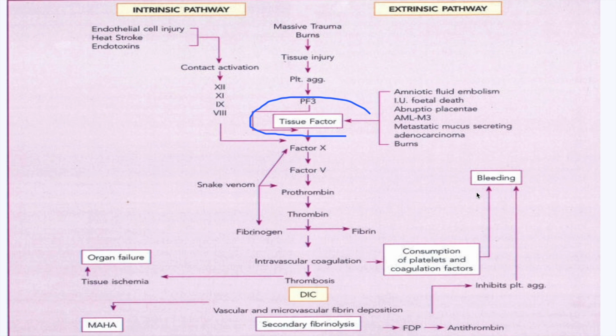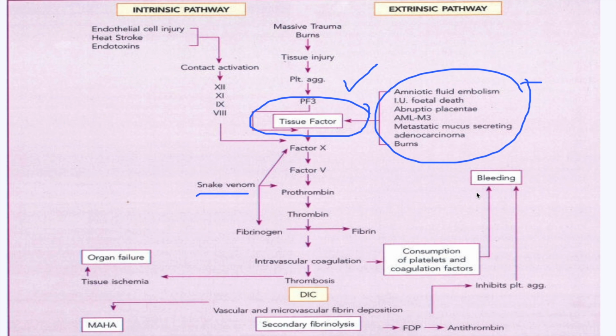So some diseases increase the activation of tissue factor, like your amniotic fluid embolism, in which there was thromboplastin-like material. Okay, so all that will cause activation of the tissue factor. Then snake venom will directly proteolytically cleave each and every coagulation factor, the clotting factor, and will again lead to activation of the coagulation. So snake venom acts by this mechanism.